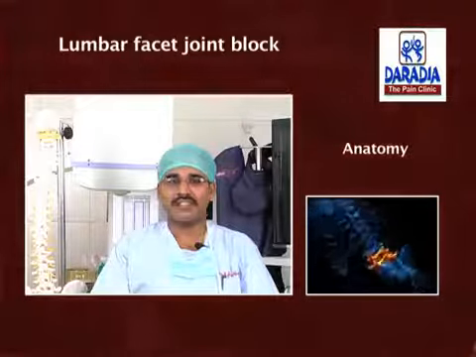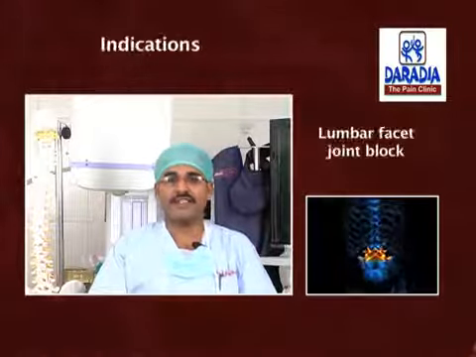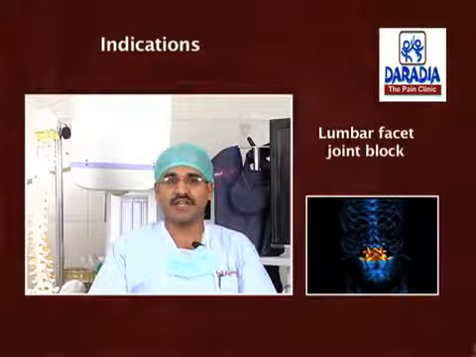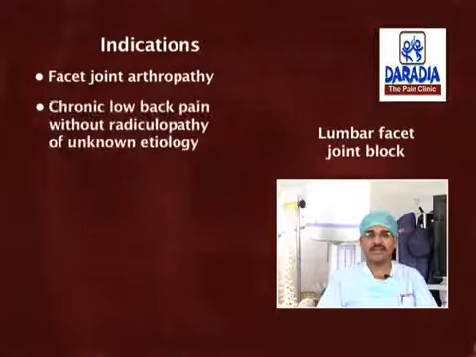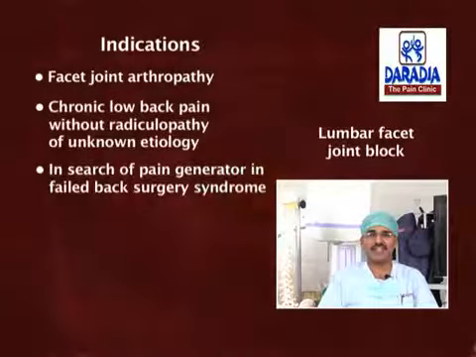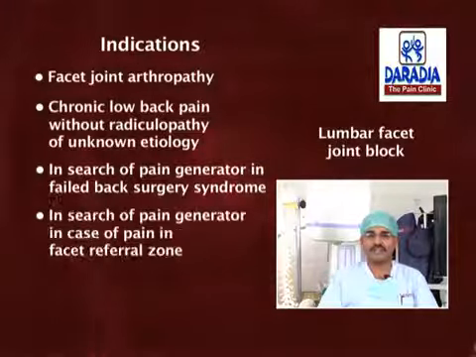That was a brief discussion about the anatomy related to the lumbar facet joint, and now we will be looking at the indications. The indications of lumbar facet joint block include facet joint arthropathy, chronic low back pain without radiculopathy of unknown origin, a search for pain generators in failed back surgery syndrome, and a search for pain generators in pain in the facet referral zone without any obvious local etiology.